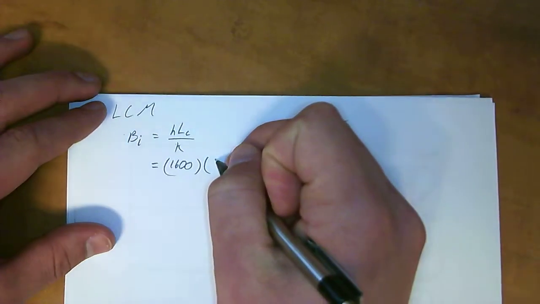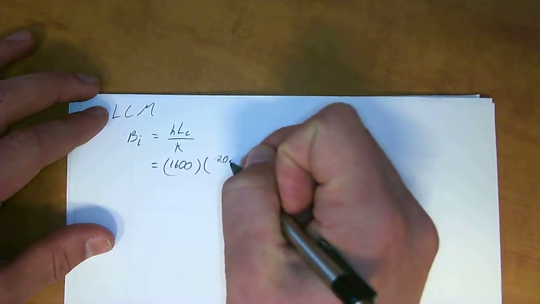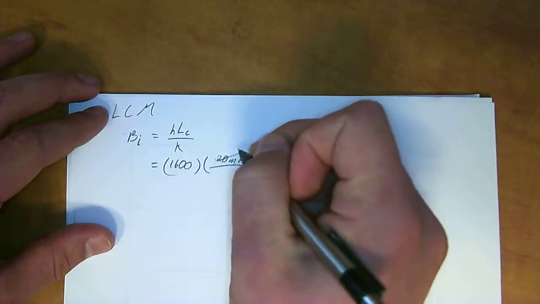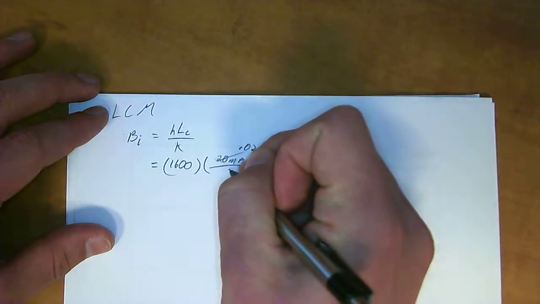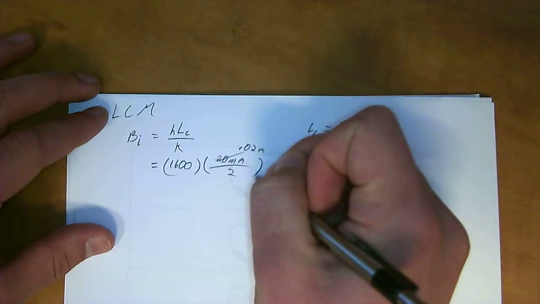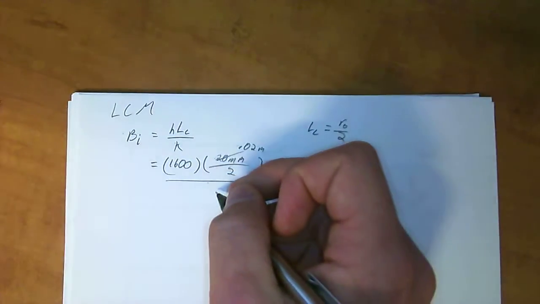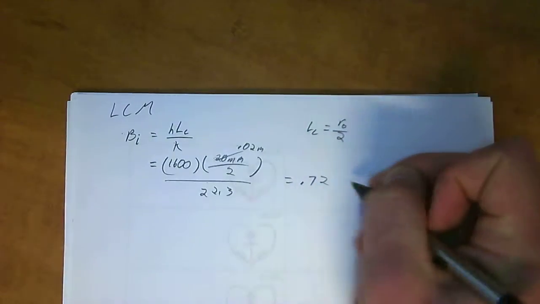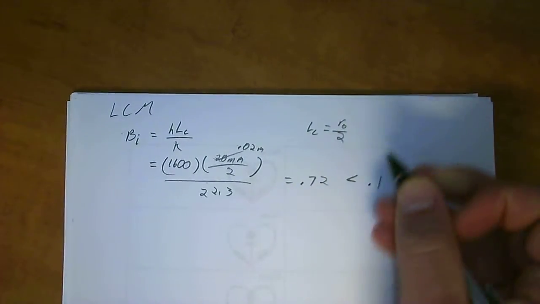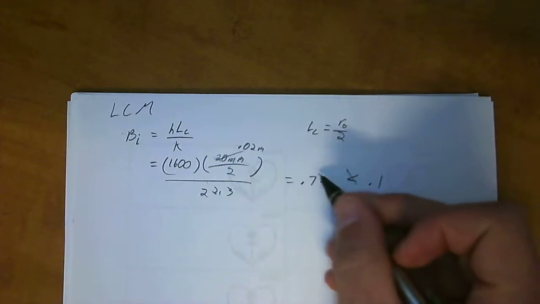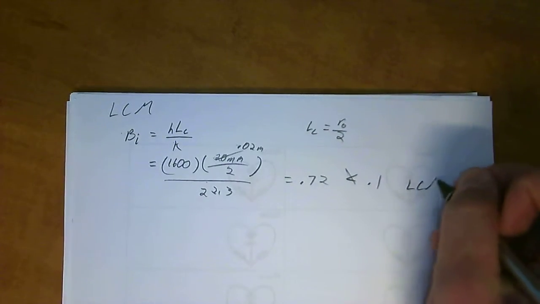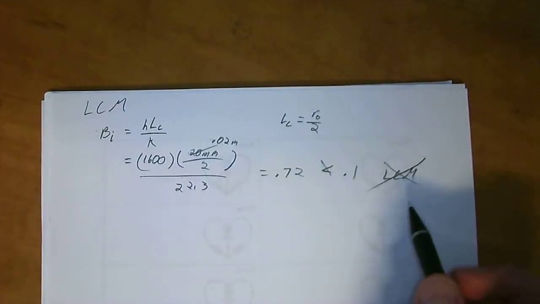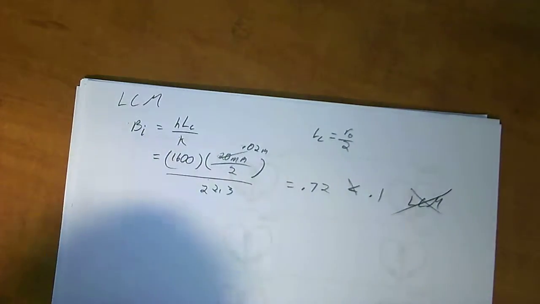Times r naught, which is 20 millimeters. I'll put units here because you have to do this to do the calculation, which is 0.02 meters, all over 2, all divided by k, which is equal to 22.3. And if you get that, it's equal to 0.72, which is not less than 0.1. It's not less than 0.1, so you can't use LCM. So LCM is no good because the Biot number has to be less than 0.1 for LCM to be valid. So we're going to use a different system here.